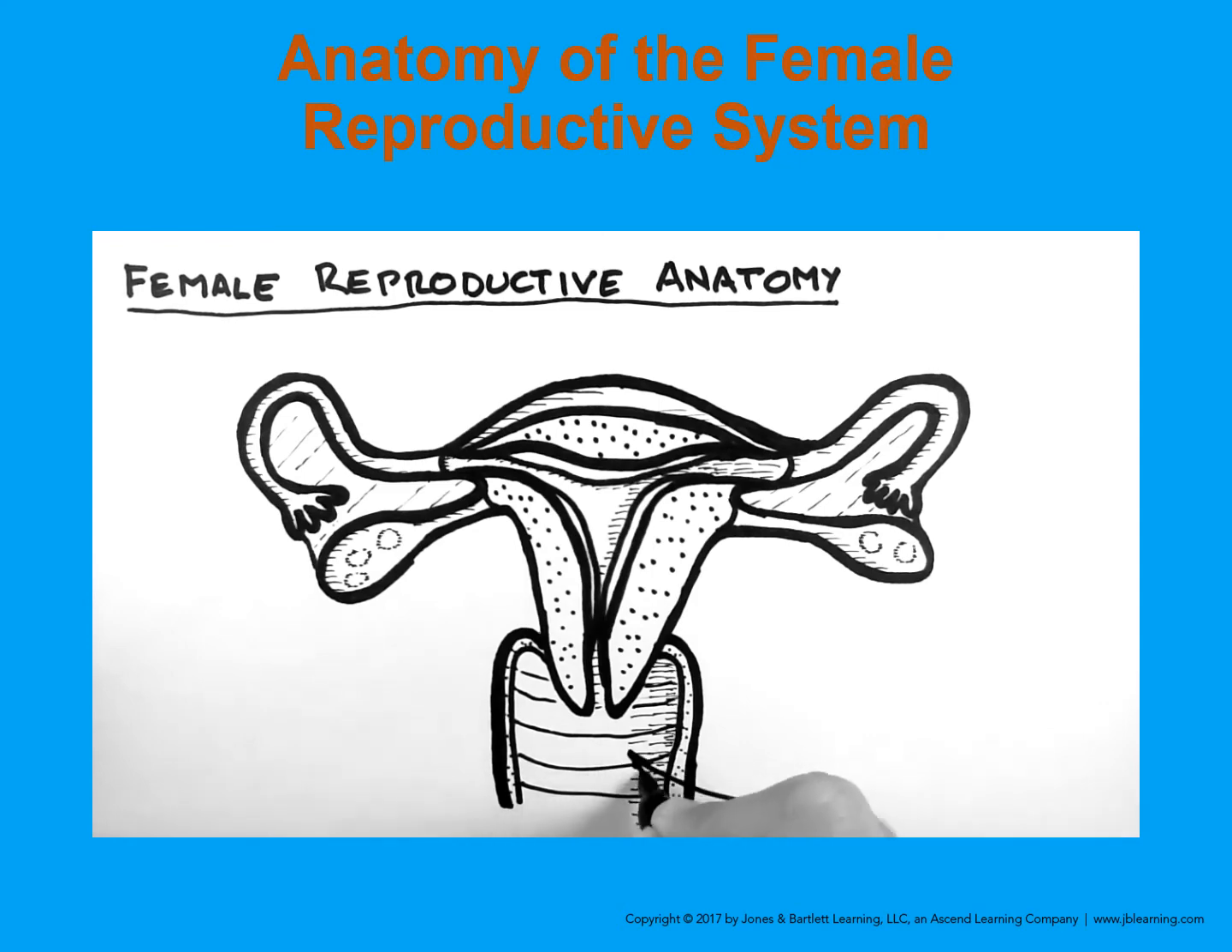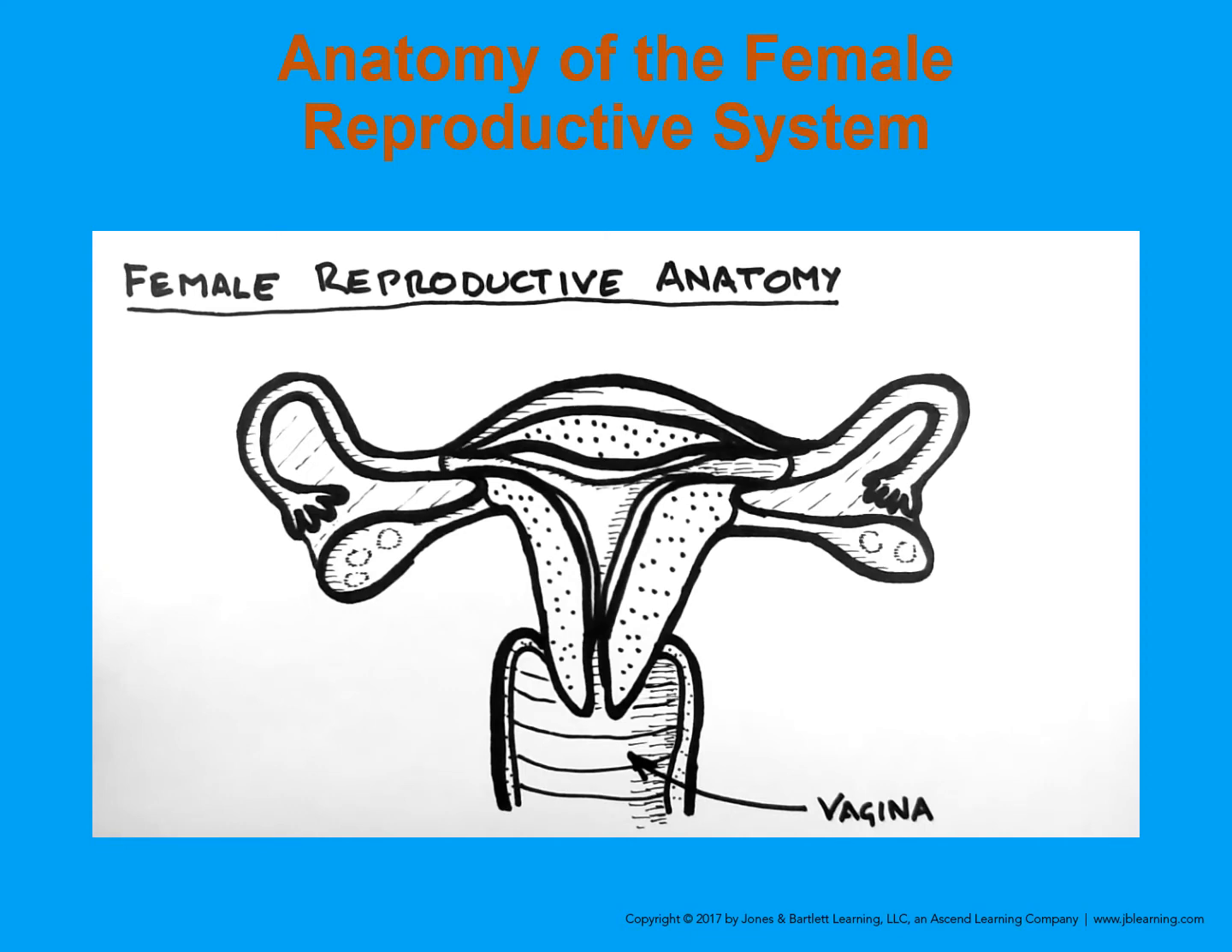First of all, at the bottom we have the vagina. This is a fibromuscular tubular organ. Its roles in reproduction include receiving male ejaculate and also to provide passage for a baby from the uterus to the outside world.